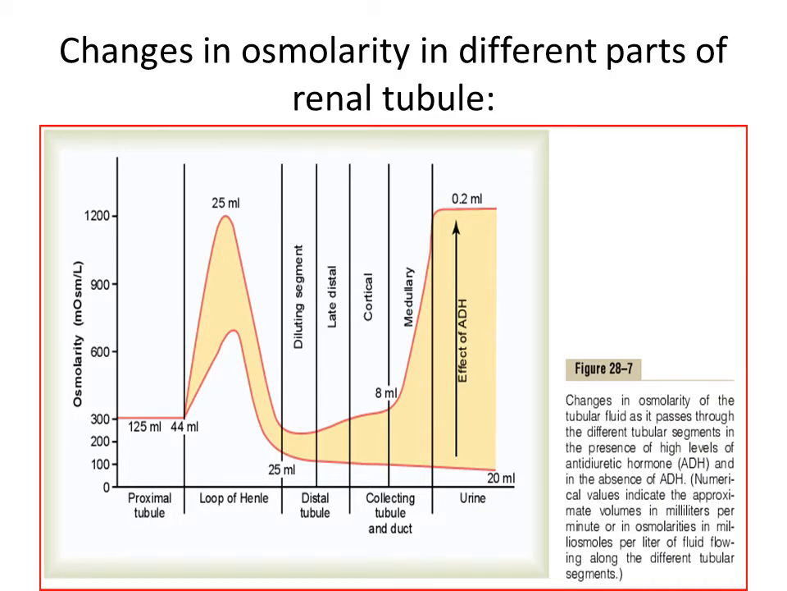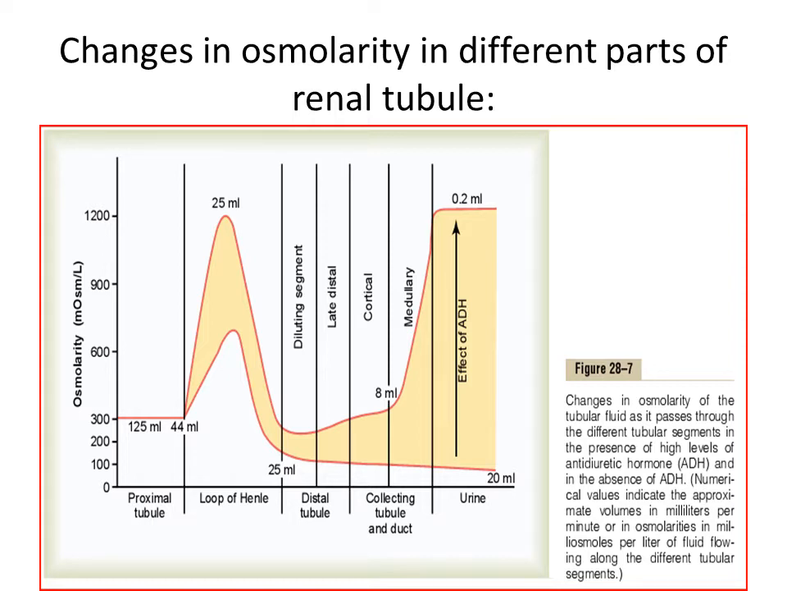The slide shows changes in the osmolarity and volume of the tubular fluid as it passes through different parts of the nephron. As you can see, in the proximal tubule, about 65% of the filtered electrolytes are reabsorbed, and this portion is also highly permeable to water. So whenever solutes are reabsorbed, water also diffuses out through the tubular membrane by osmosis. As a result, the fluid remains isoosmotic with plasma, which is 300 milliosmoles per liter.